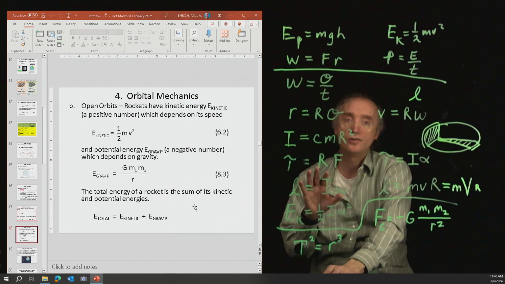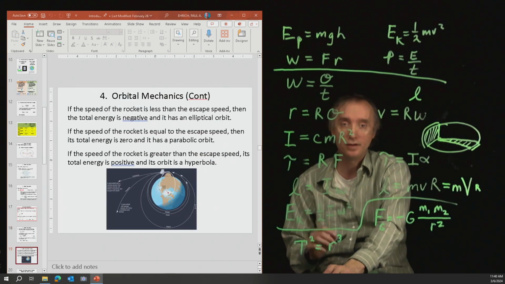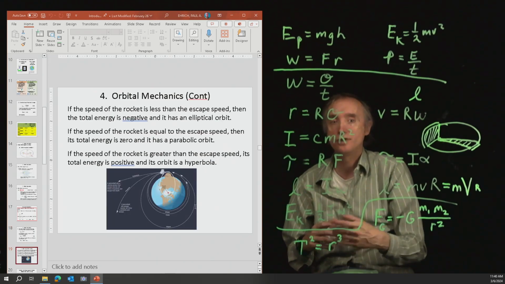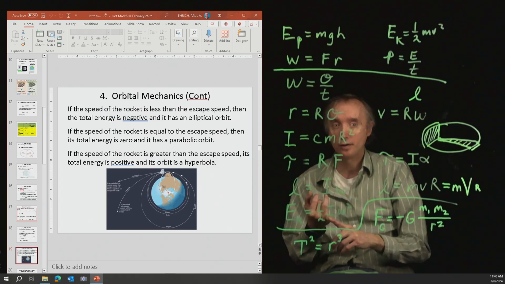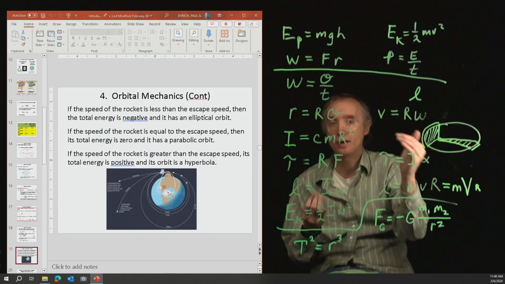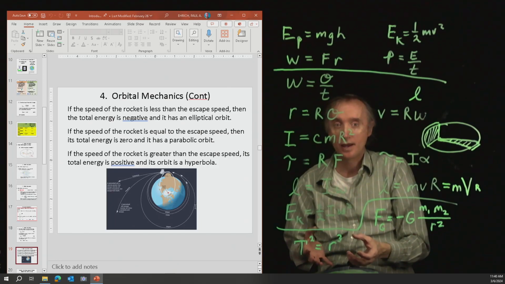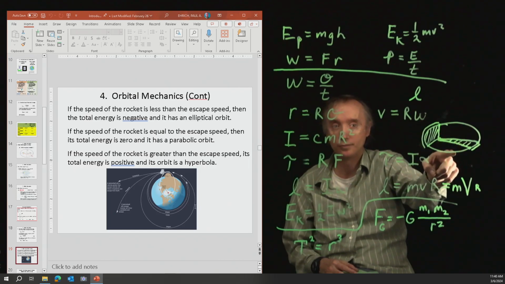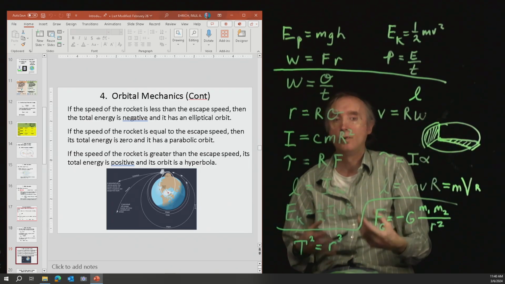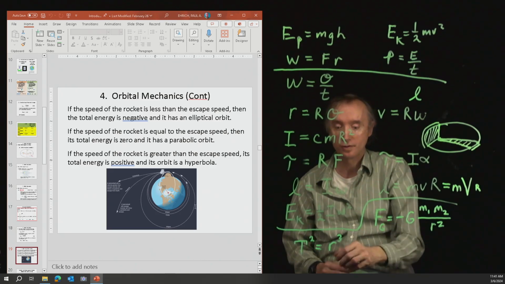You don't have to calculate any of these energies, but I want you to be aware of the different kinds of orbits. So you have the hyperbolic. When it just barely escapes, that's going to be the parabolic orbit. And if it can't escape, then that's going to be the elliptical orbit. You should be able to tell me under what conditions each of these different kinds of orbits will occur.